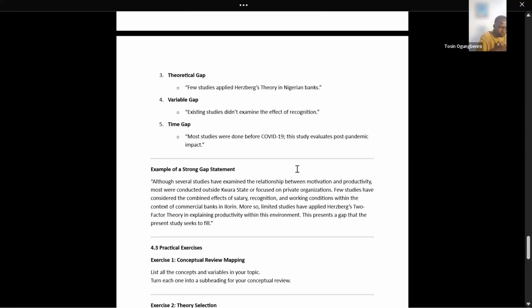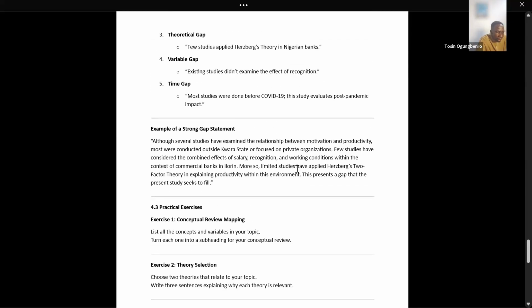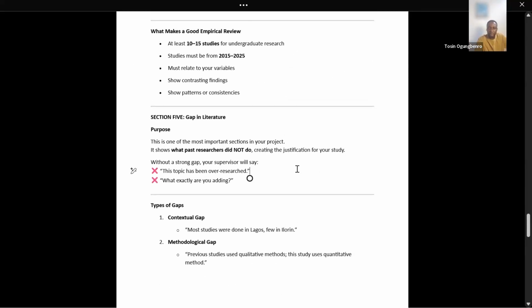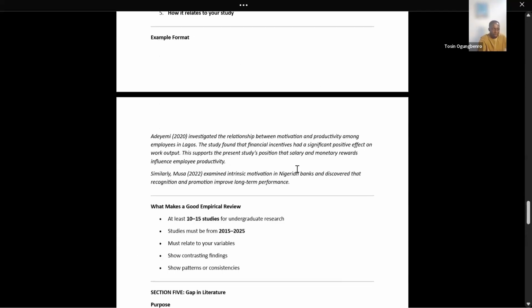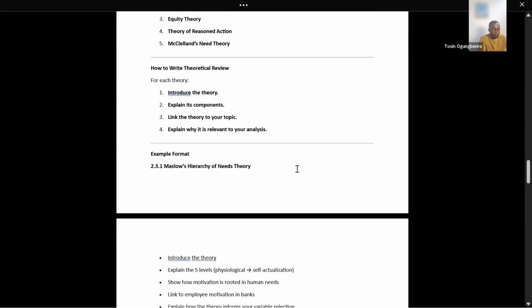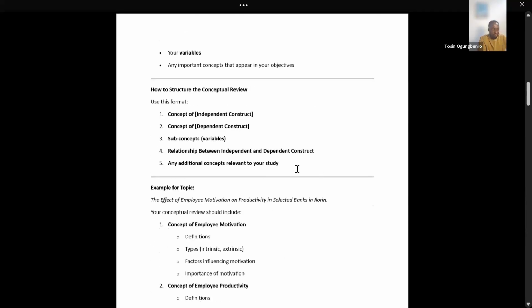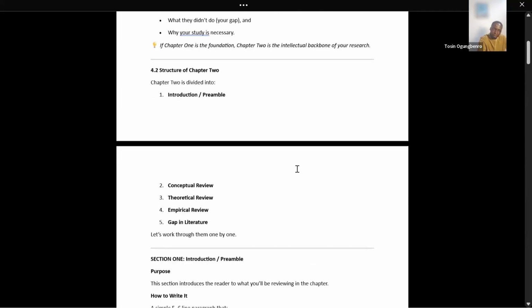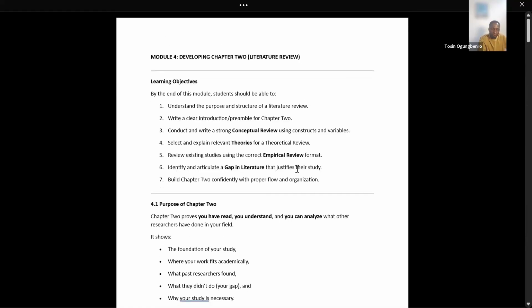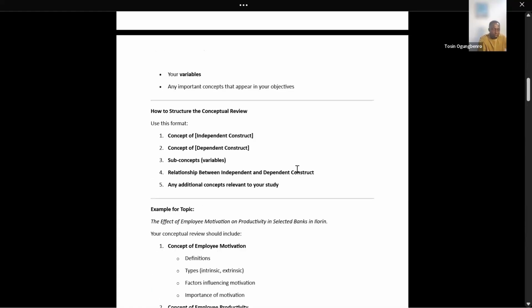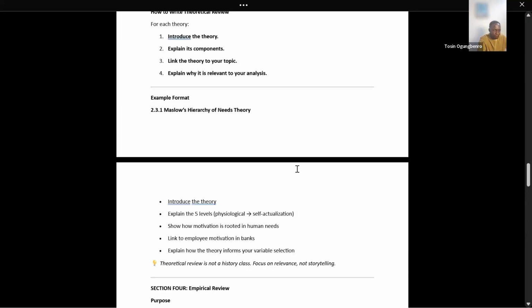And that has brought us to the end of this study for today. In case you have any question, anything that confuses you, anything that is not clear to you, you can let me have your question. Do you understand the concept of chapter 2? Do you understand it better? Do you understand the difference between conceptual review and empirical review? Do you understand the concept of theoretical review, gap in literature, and all that?